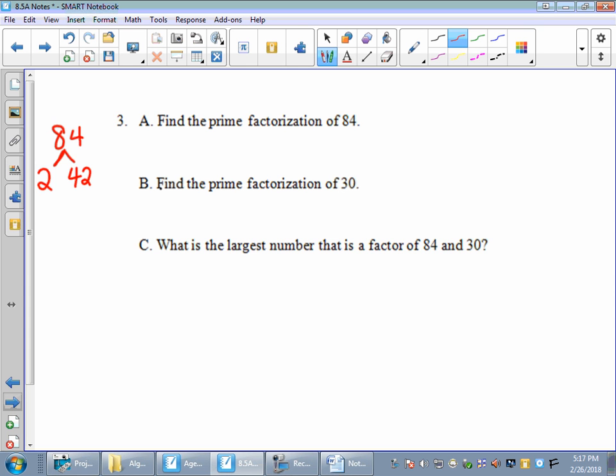So I know 84 is 2 times 42. I know 42 is going to be 2 times 21. You can go back and circle both those 2's, they're prime. And I know that 21 is going to be 3 times 7. 3 and 7 are both prime numbers as well. Circle those. Everything ends with a circle, so let's write them all down. I have 2 times 2 times 3 times 7.